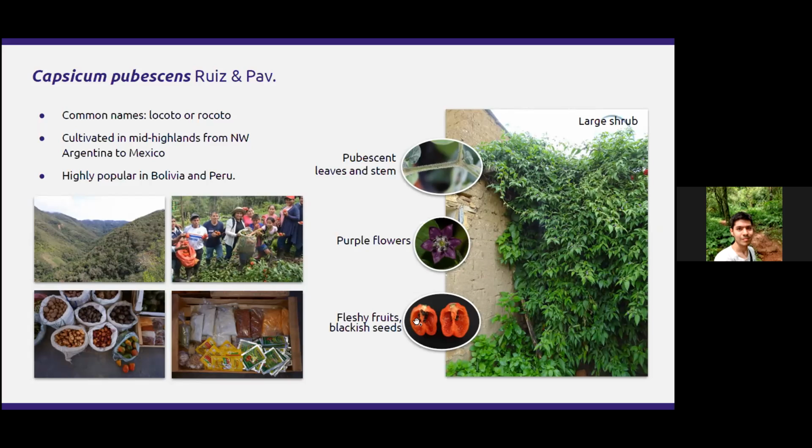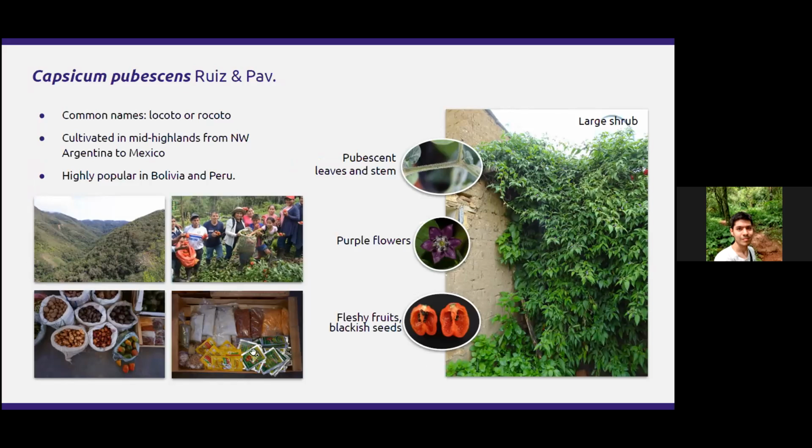In addition to its morphology, Capsicum pubescens is unique among the domesticated as a mid-elevation Andean species. So we can see in this photo that it grows along humid Andean valleys, both east and west of the Andes mountains. We can see in that photo the environment where pubescens is cultivated. This is a photo of a harvest in Peru, a marketplace where the fruits are sold, and the added value product, a kind of flakes, locoto en polvo.